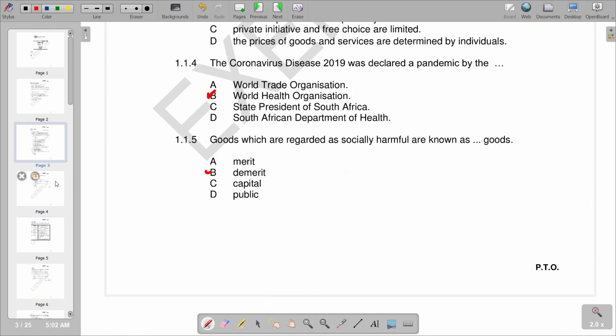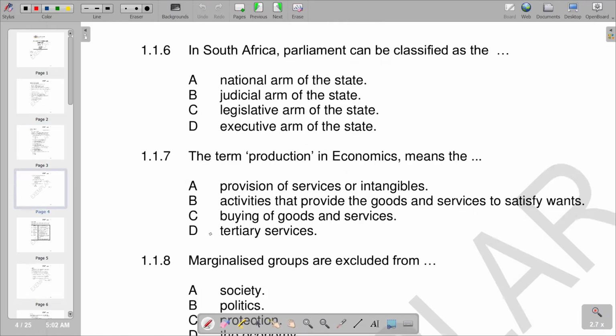So we go to the next part of our question, which is 1.1.6. In South Africa, parliament can be classified as, we've got different responses, but the correct response is the legislative arm of the state. So we have C. So moving on to 1.1.7, the term production in economics means the activities that provide goods and services to satisfy wants. So we are saying B is the correct response.